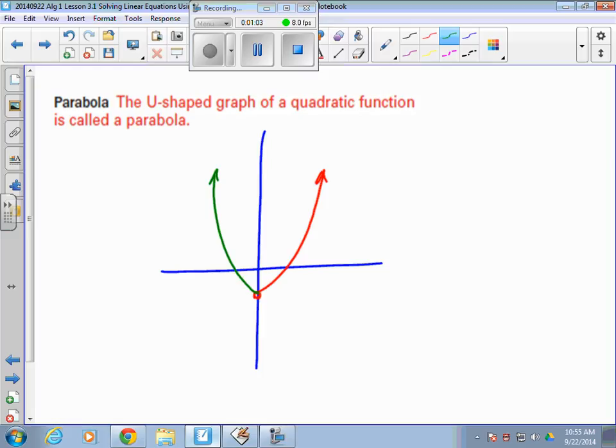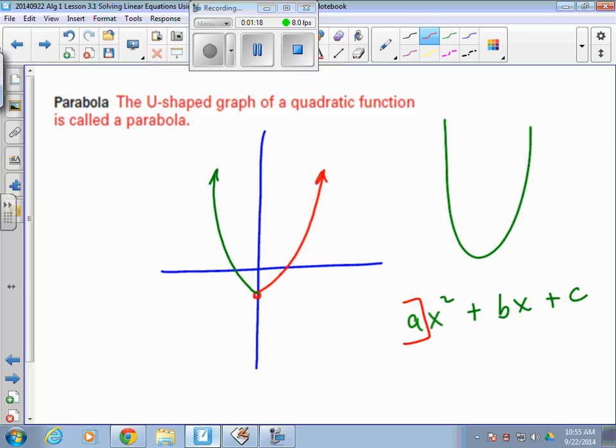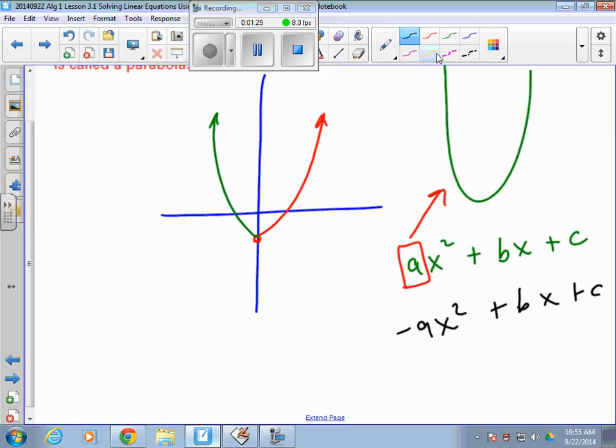It opens this way, meaning opening up like a U, if it is positive. So if you have a positive ax squared plus bx plus c, if a's value is positive, it's going to open that way. If it said negative ax squared plus bx plus c, it's going to open the other way. It'll open up this direction. It'll look like a great big N instead of a U, or an upside down U.